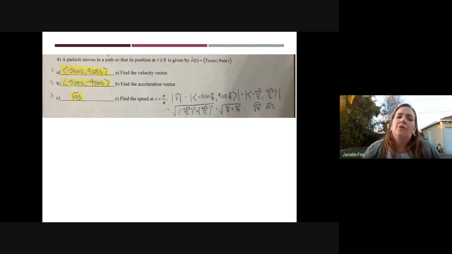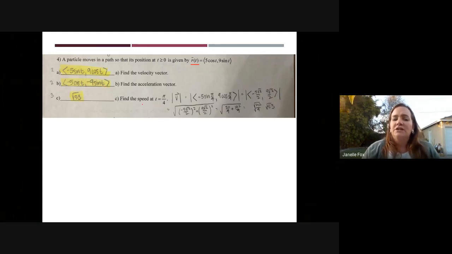Okay, example number 4 says we're doing a particle moving in a path, and I really think this was not meant to be hard. They gave you flat out the position function. And so when they give you the position function, the velocity vector is just take the derivatives, and the acceleration vector is the derivative of the velocity vector. So the velocity vector is (-5 sine of t, 9 cosine t). The acceleration vector is (-5 cosine t, -9 sine t).